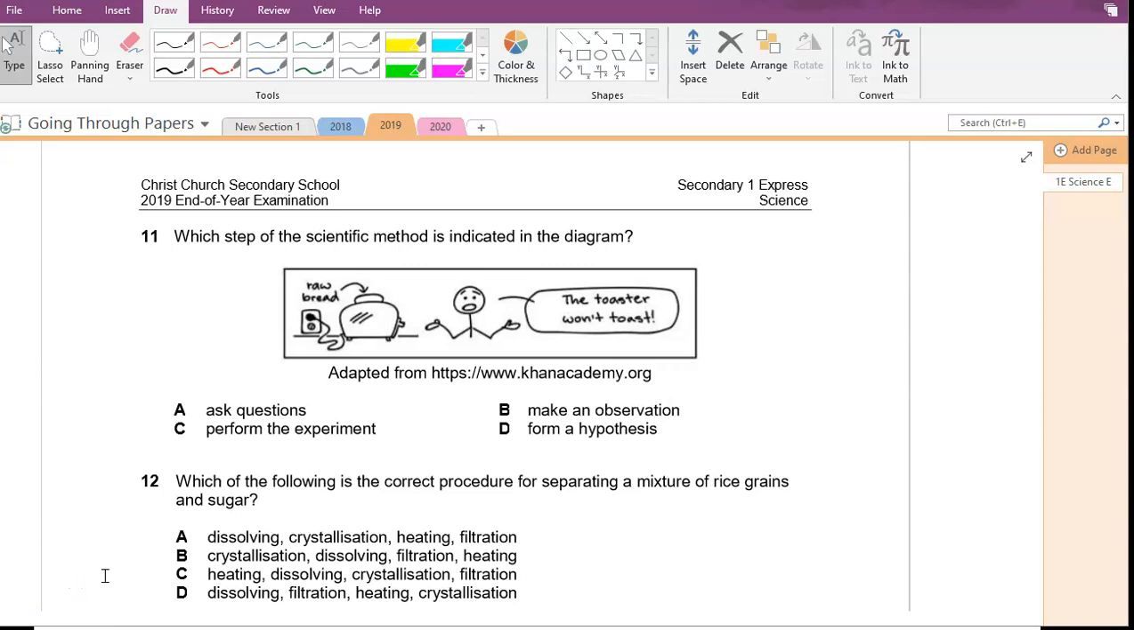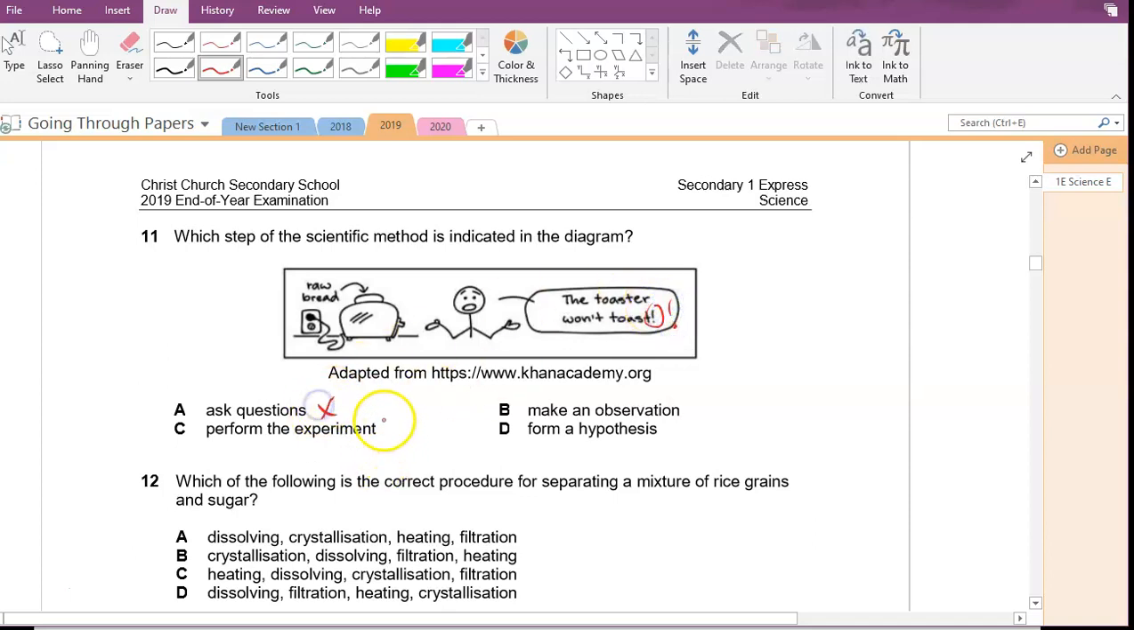Okay, so let's go through the 2019 end of the year, question 11 worksheet. So let's start. Which step of the scientific method is indicated in the diagram? For bread, the toaster won't toast. So if you look at it, is it asking a question? This is obviously not a question.